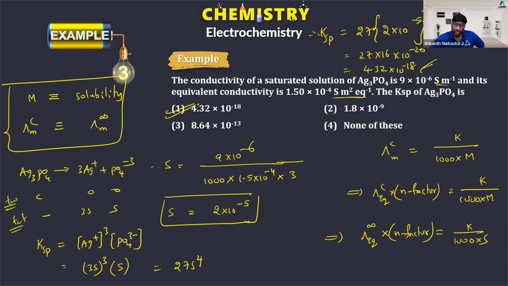Is that clear, students? Okay, 16 into 27, right? You can write 16 into 30 minus 3. 16 into 3 is 48. 480 minus 48 is how much? 432. But 432 into 10 power minus 20 is 4.32 into 10 power minus 18. So that is how you can get the right answer.